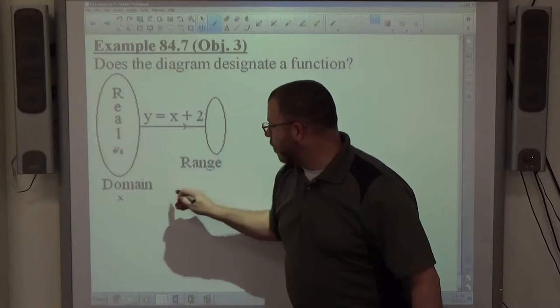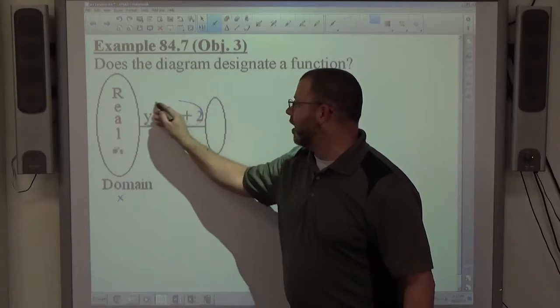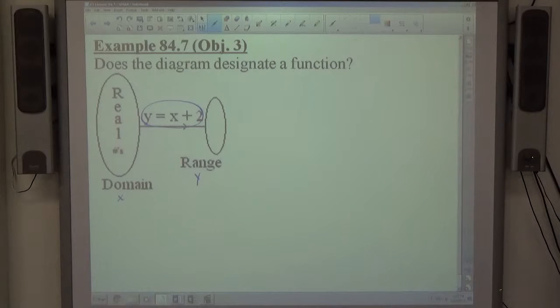All right, so find one that doesn't work. Domain is x, range is y, and the rule says to get from x to y, we're supposed to add 2 to x. So ask yourself this simple question: what number out there am I not allowed to add 2 to? Is there any number where adding 2 is illegal? Can we think of one? Negative 2? Negative 2 plus 2 equals 0. I'm allowed.